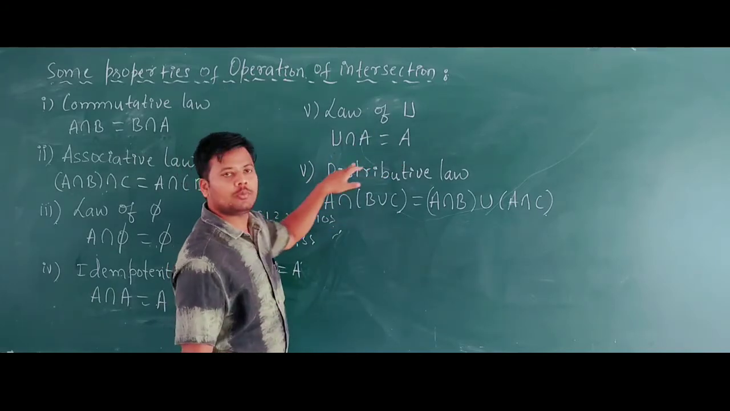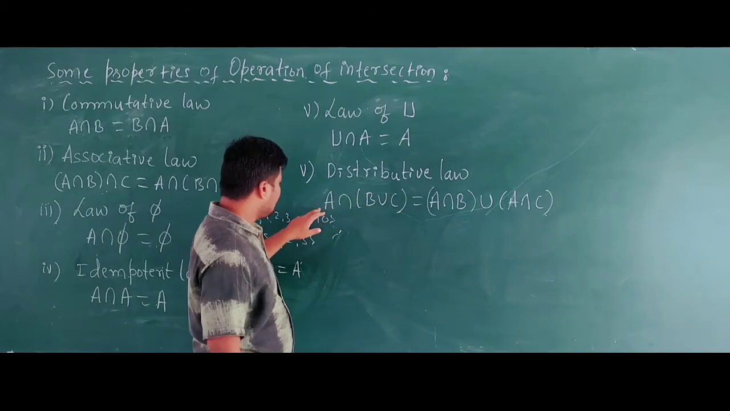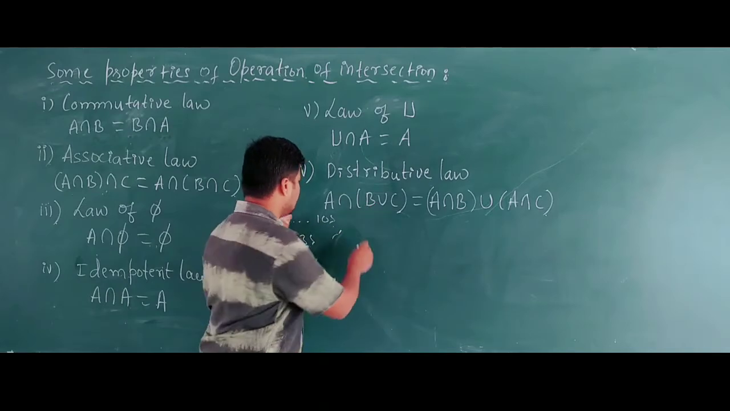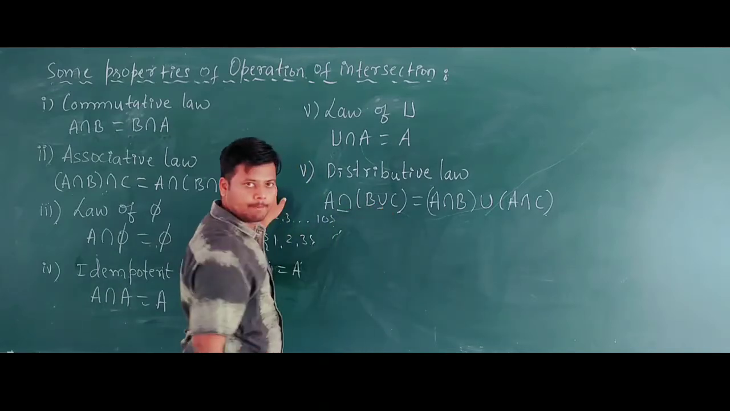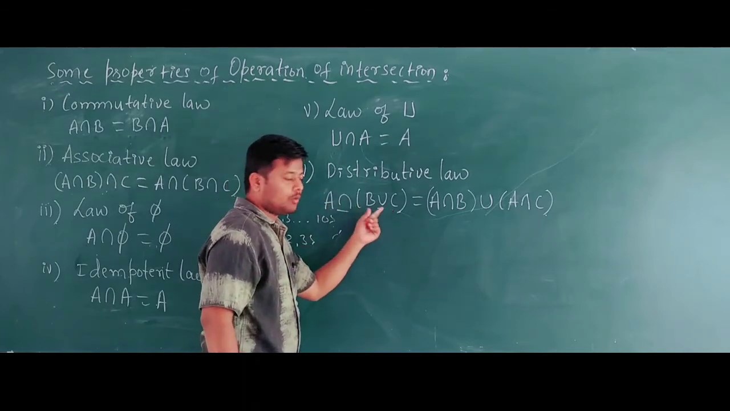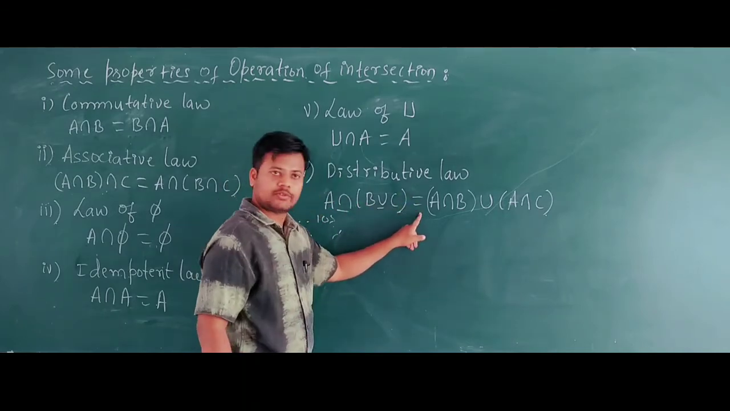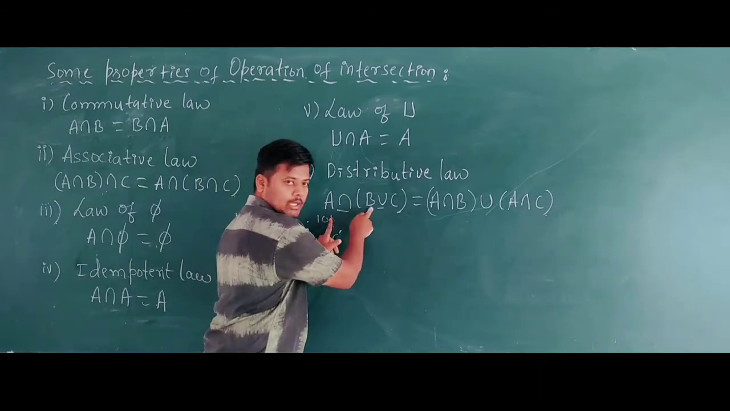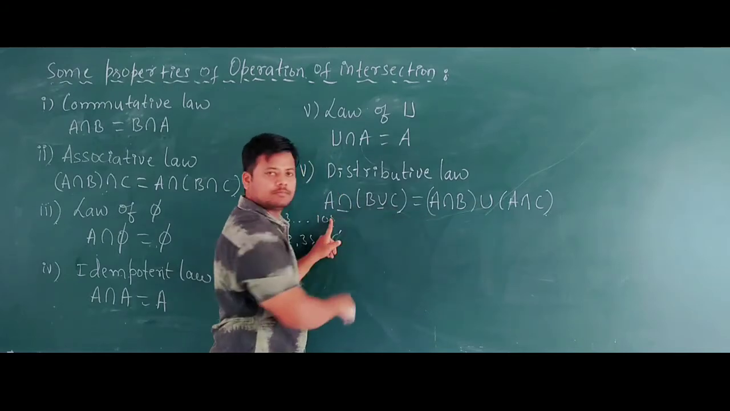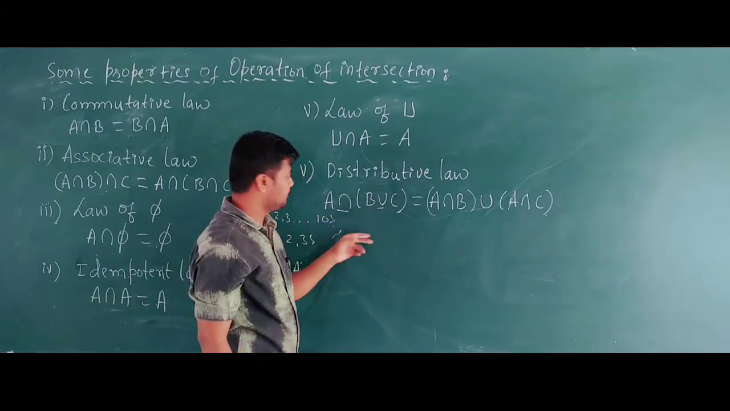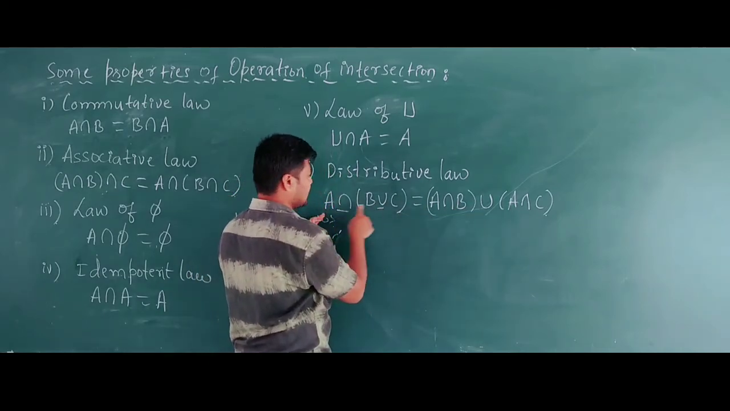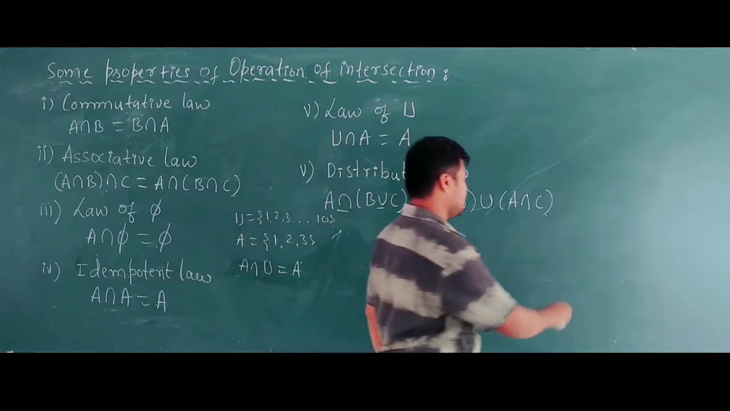Fifth one, distributive law. A intersection (B union C). Intersection union ಇದೆ. Distributive property ಏನಂತ ನೋಡಿ, A intersection (B union C) is also equal to (A intersection B) union (A intersection C). Here is the property. Okay, note all these properties.